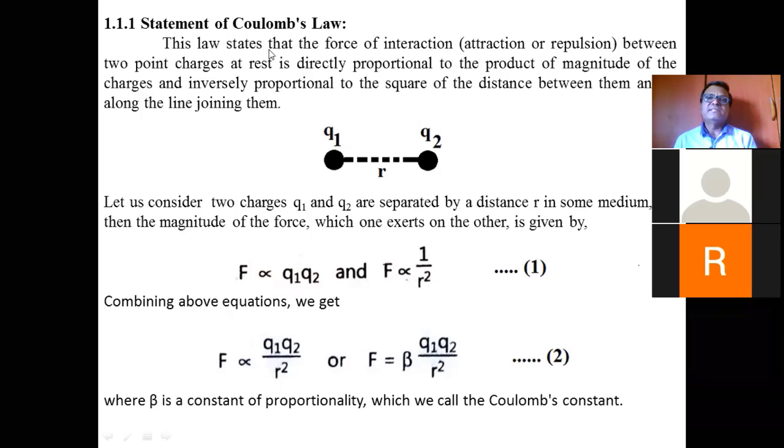Coulomb's law states that the force of interaction between two point charges at rest is directly proportional to the product of the magnitude of the charges and inversely proportional to the square of the distance between them, and it acts along the line joining them. The direction of force is always along the line joining them, that is from q1 to q2.